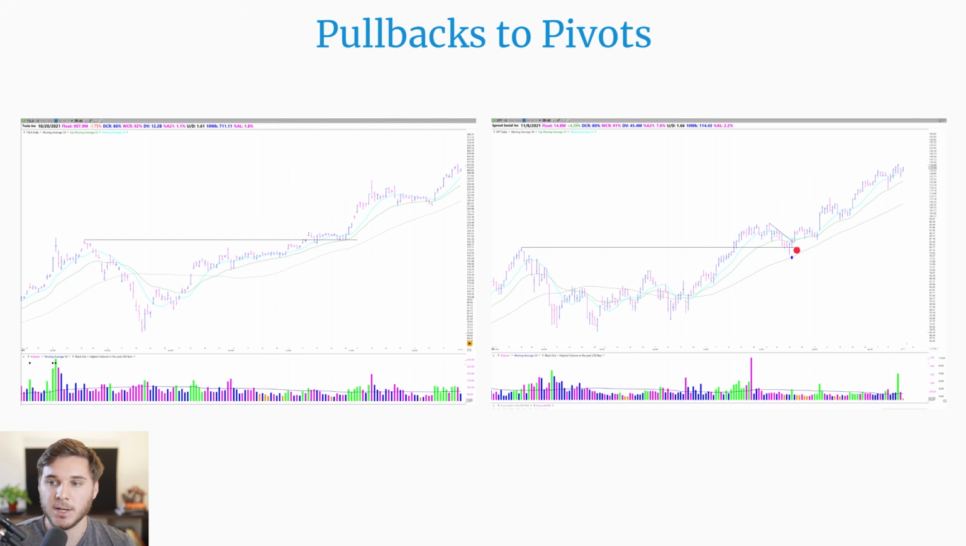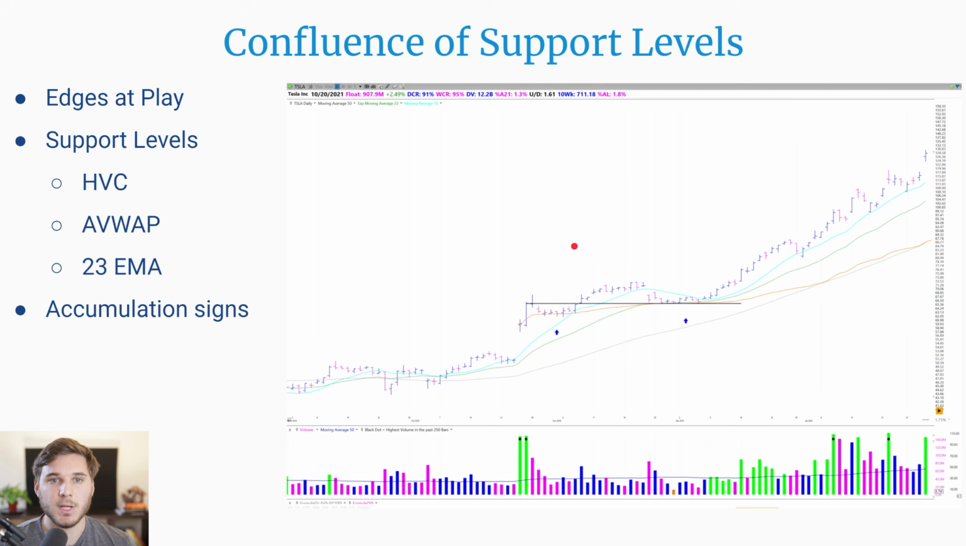And you could have even added on the next day as it broke a DTL, but we'll talk about that a little bit later when we talk about advanced entries and kind of stacking different setups together. So this would have been a great entry on the pullback right after it retested the base pivot. So in terms of what you want to look for, as I mentioned before, confluence of support levels is a great way to stack the probabilities with you, and you want as many edges at play as possible.